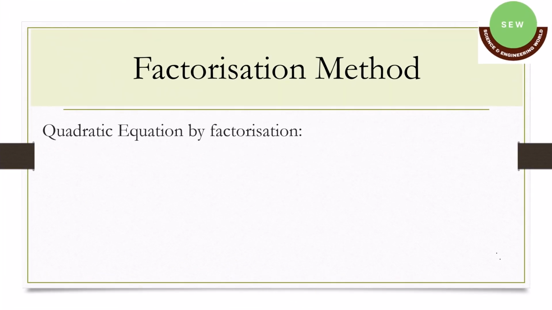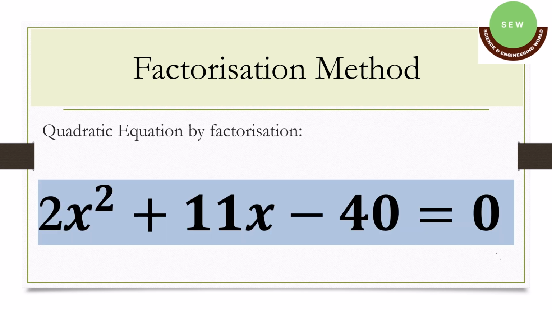Quadratic equation by factorization. This problem, 2x squared plus 11x minus 40 equals 0, is the same problem we solved using the completing the square method in the video, which I will provide its link later on before the end of this presentation. Here we want to see how to use the factorization method to solve this same problem, and we should arrive at the same roots of the equation.